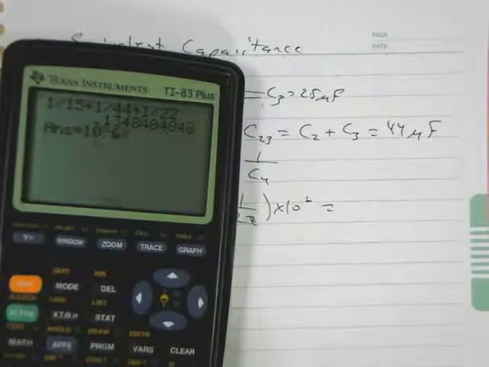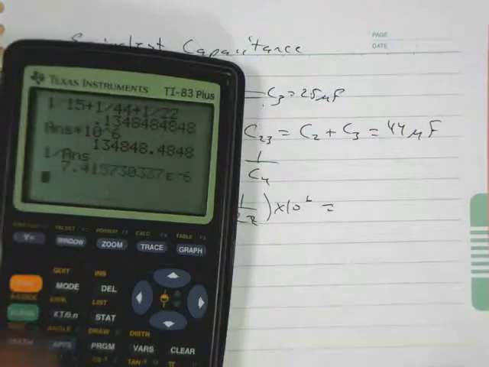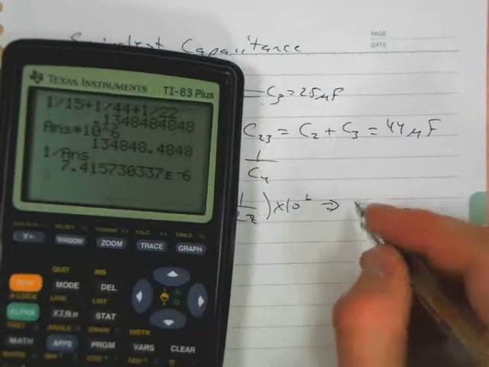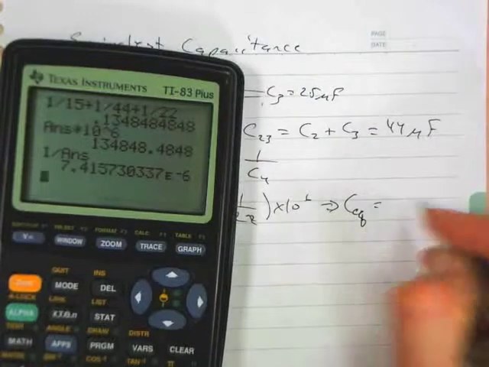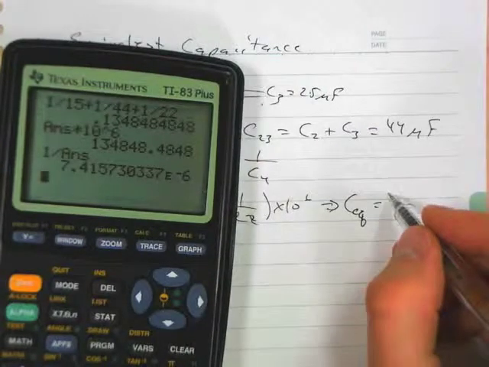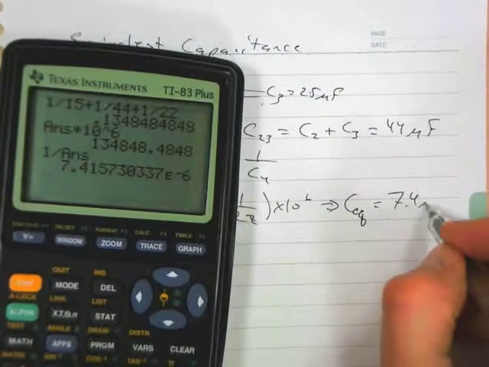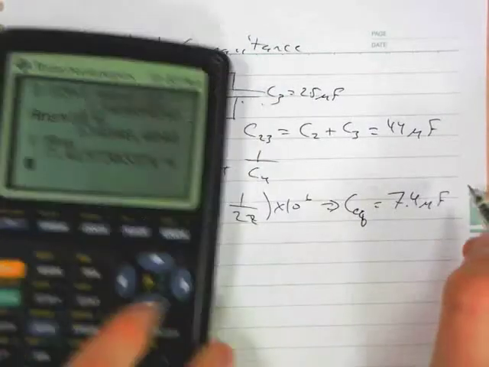Plus 1 over 44 plus 1 over 22 times 10 to the 6th. Let me take 1 over that and get that our equivalent capacitance is 7.4, etc., about 7.4 microfarads.